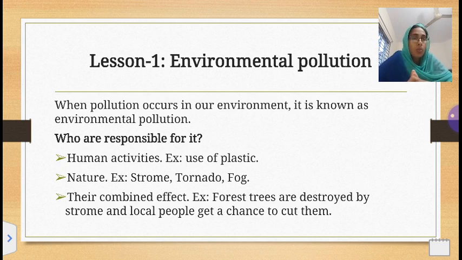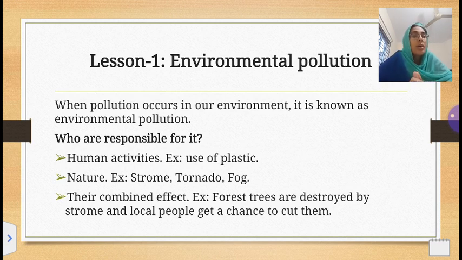So now comes another question: who is responsible for it? Number 1, as all of you know, human activities. Humans are mainly responsible for this environmental pollution. For example, you can say the use of plastic. For a science question, it would be better if you give more and more examples, and if you give some figure or drawing related to your answer, it would be very good for your answer.